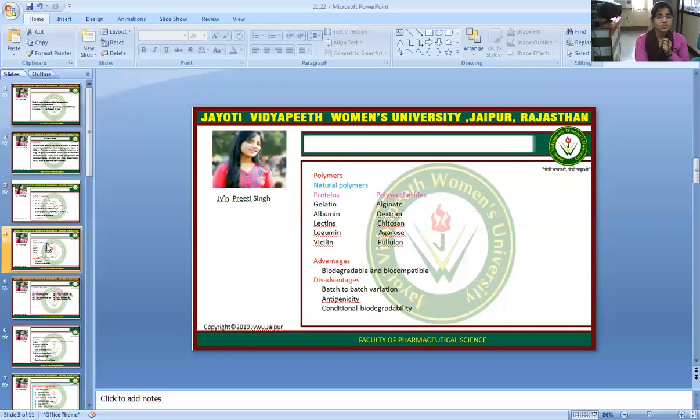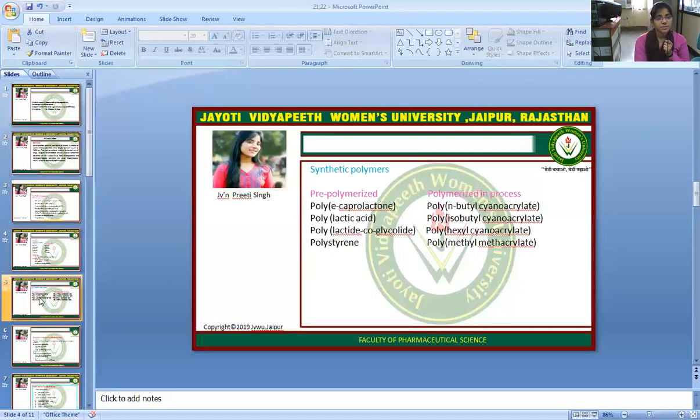So the natural polymers are proteins and polysaccharides. Proteins are gelatin, albumin, and lectins; polysaccharides are alginate, dextran, chitosan, agarose, and pullulan. The advantages are that they are biodegradable and biocompatible. The disadvantages are batch to batch variation, antigenicity, and conditional biodegradability.